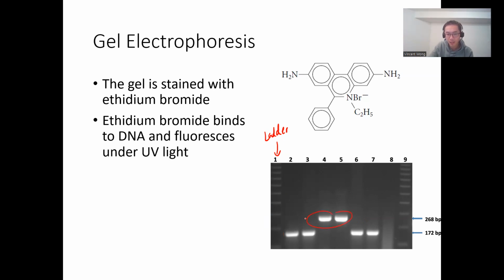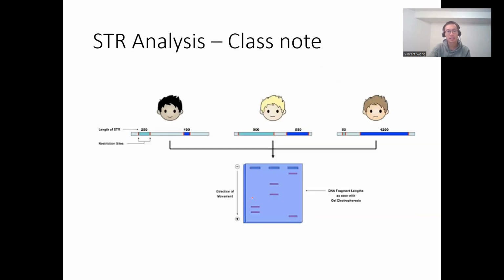So if you see a band here, you go ahead and look at the ladder. It comes with a little pamphlet, I guess, and it tells you, oh, this one is 268. So if you see any other DNA that's around that area, it's going to be 268. Okay, so that's all. This is the STR, right?